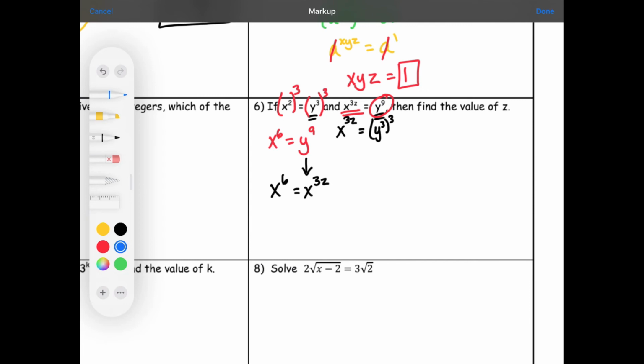Now we've got the same base, get rid of the x's. So we're just solving 6 equals 3 times z, divide by 3. 2 equals z.